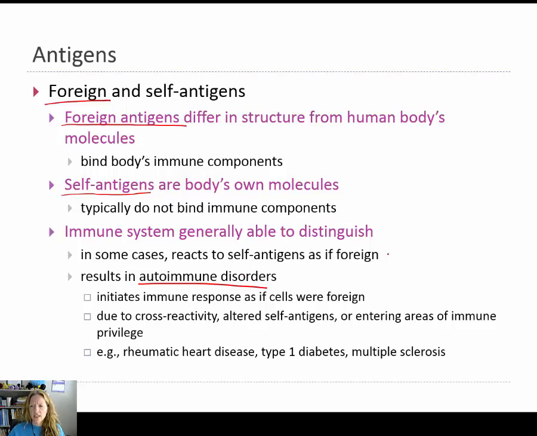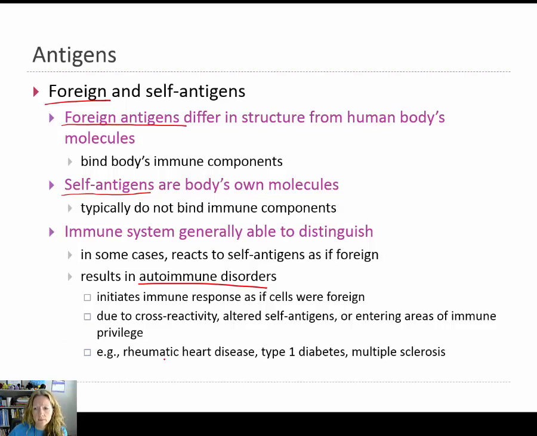It's because of this inability of a T cell, these lymphocytes, or something in the immune system to distinguish self from non-self. Again, it could be from cross-reactivity, altered self-antigens, anything like that. Really good examples of autoimmune disorders are rheumatoid arthritis, which, although this talks about rheumatic heart disease, is one, and type 1 diabetes.